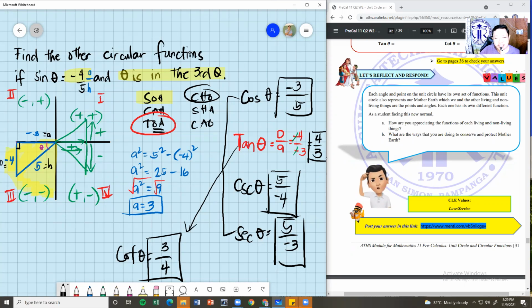Unlike the cosine, isa lang ang negative, it remains. Cosecant, secant, pare-pareho lang. Okay, was I able to answer your question?